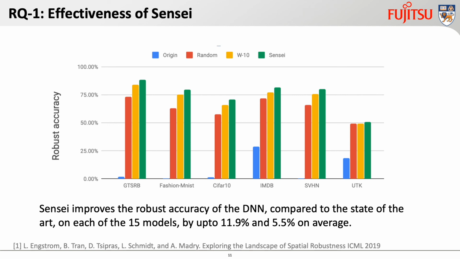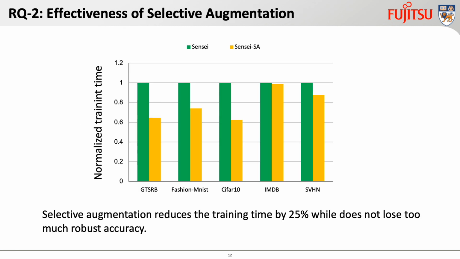To evaluate the effectiveness of Sensei, we compare it with several baselines. Original model does not perform any data augmentation. Random approach randomly augments the dataset. Most often is the state-of-the-art approach proposed by Engstrom et al. We compare the robust accuracy of those approaches. Our evaluation results show that Sensei can improve the robust accuracy on all 15 models by up to 12%.